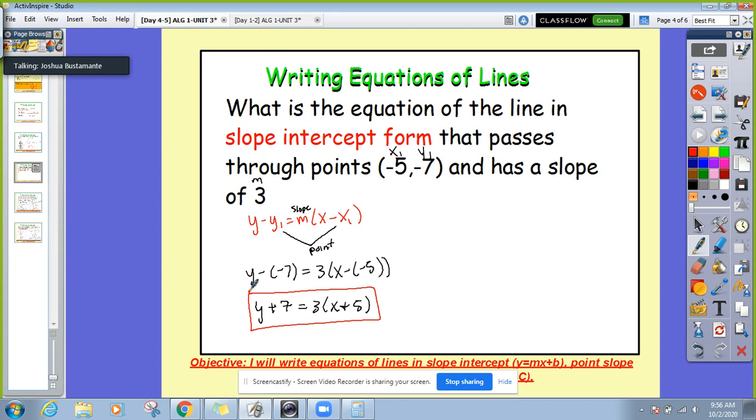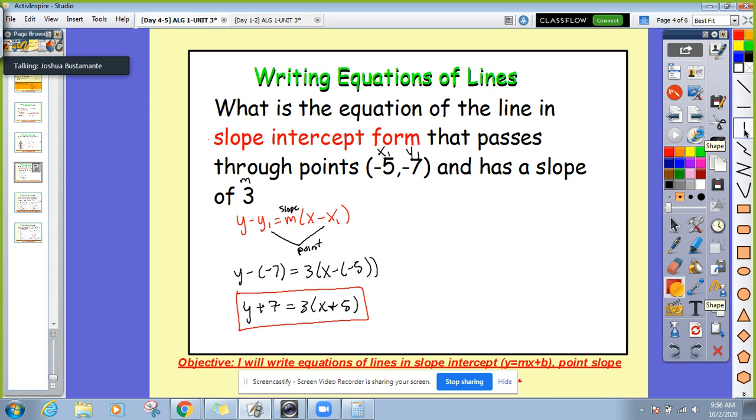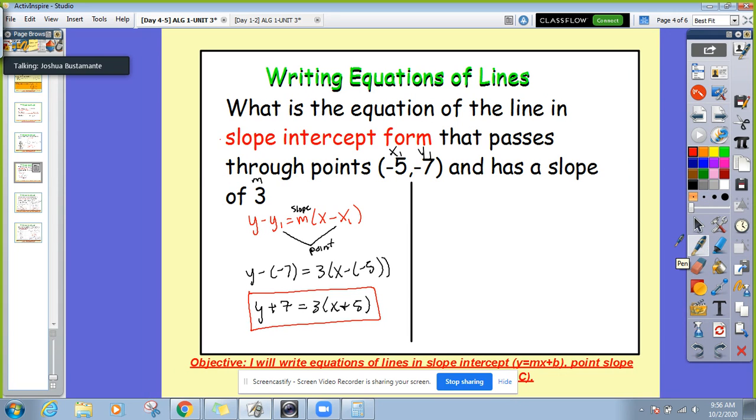But our question says, let's find it in slope-intercept form. So we're going to go back to kind of use what we did in Unit 2. We're going to say, okay, we have our answer, but we have to convert it to slope-intercept form. So that means solve for y, basically. So I have y plus 7 is equal to 3 times x plus 5, and we want to solve this for y.